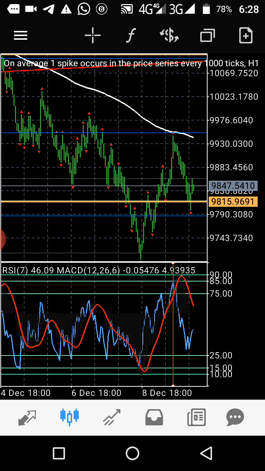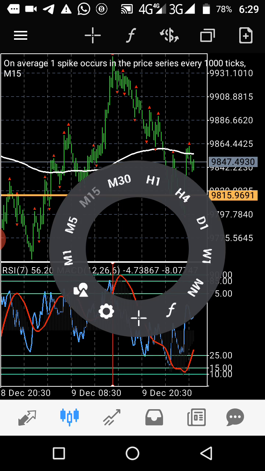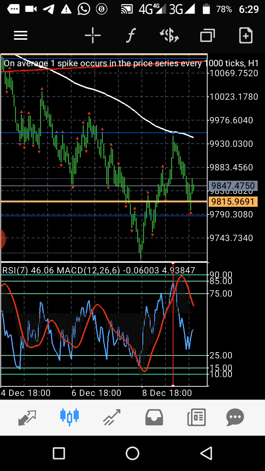Now, when you have it on 30 minutes, you may also check 1 hour whether the crossing occurs on 1 hour. Sometimes it may not occur on 1 hour, but you can see this one is a very perfect one on 15 minutes, on 30 minutes, and on 1 hour, which makes it a very good trade to take.